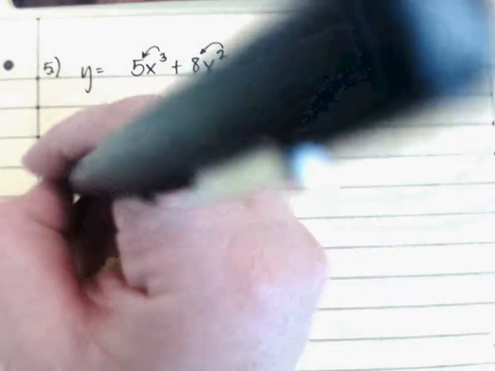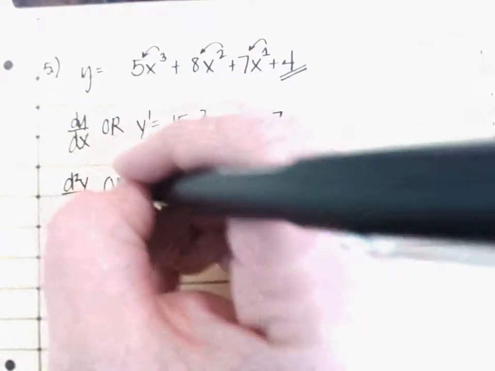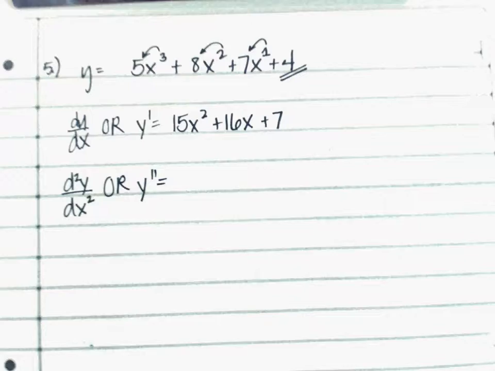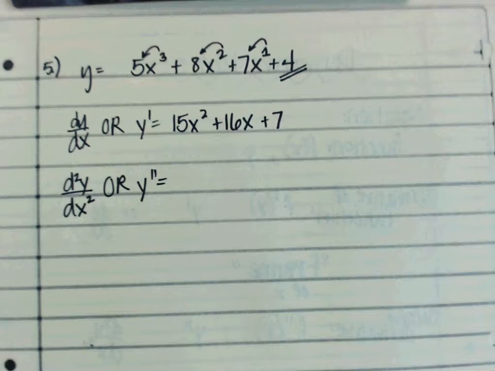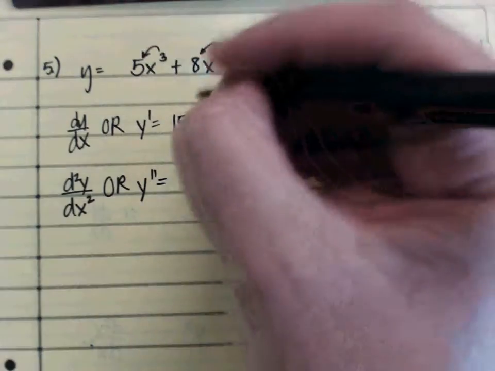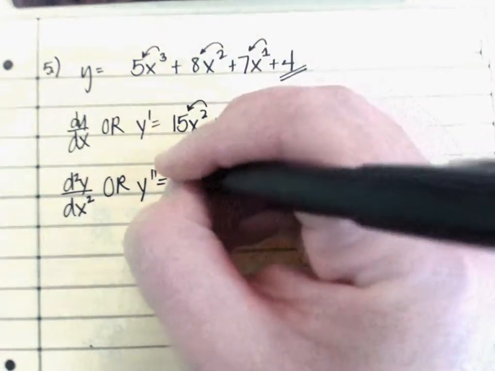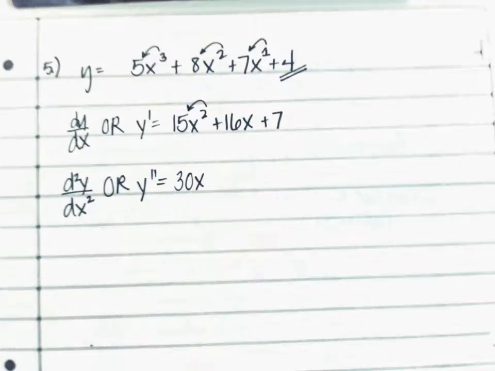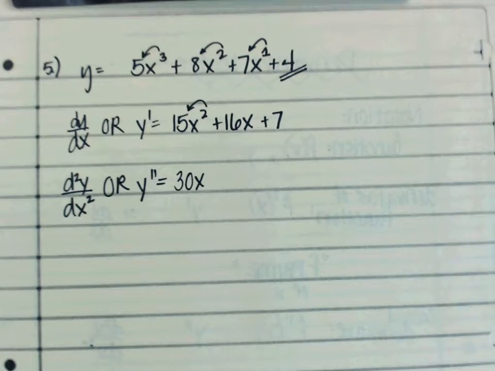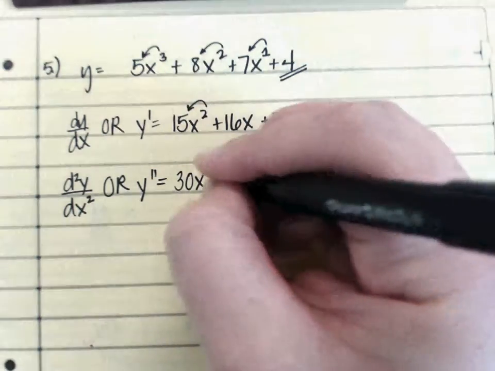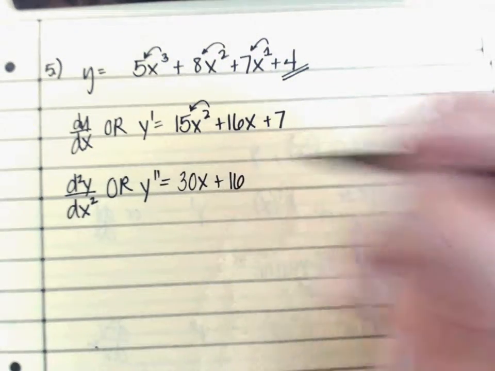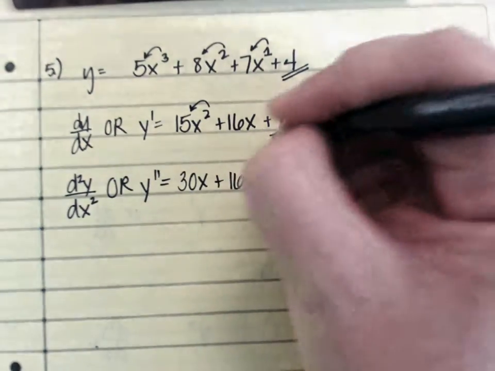Okay, now I want you to take the second derivative. So, d squared y dx squared, or y double prime. All that means is you're going to take the derivative one more time. So, term by term, same rules apply. 15x squared, what's my derivative? 30x. And x is technically to the 1, you just don't have to put it. Okay, 16x, what's my derivative? 16 only. And what about plus 7? 0. Constant derivative is 0.